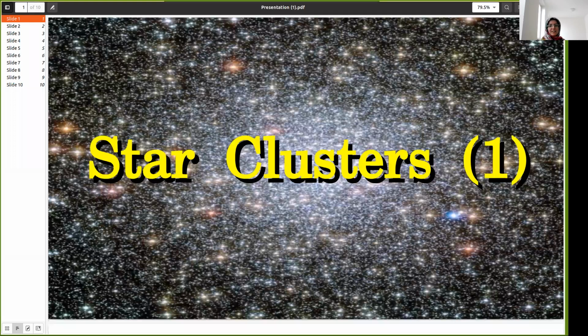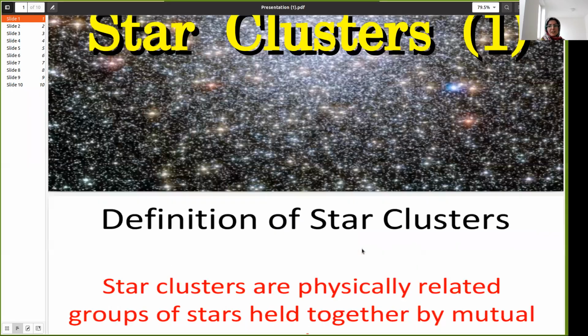For the beginning, I start to explain something about star clusters. My PhD is about Gaia Data Release 3 related to star clusters, mostly open clusters. Now I can share my screen to show you something related to star clusters. Okay, you see star clusters?